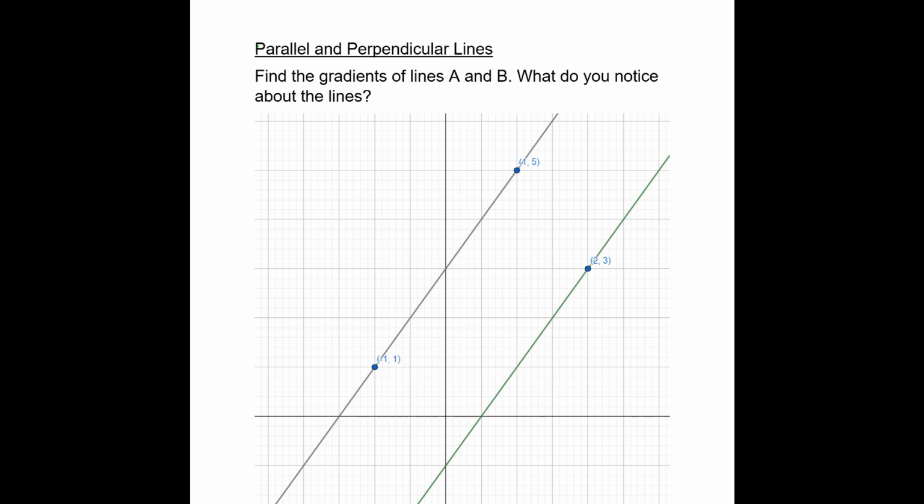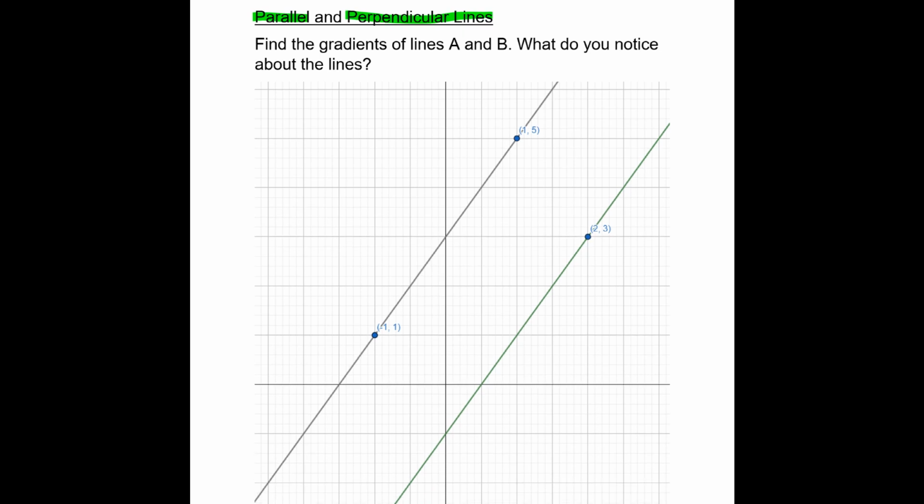We know how to work out the equation of a straight line. We're now going to look at how we can work with parallel and perpendicular lines. In this example question, we want to find the gradients of lines A and B, and then write down what we notice about that answer, or notice about the lines.